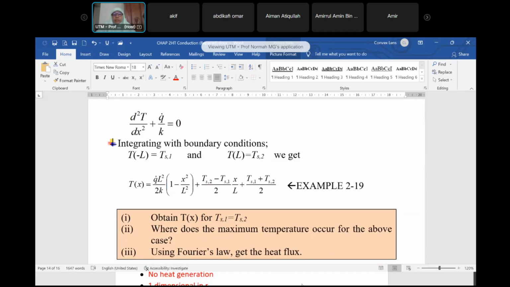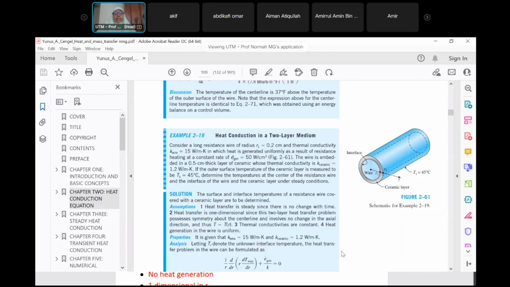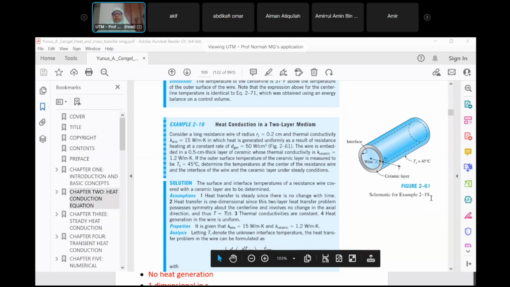Let me share 2.19. So your textbook is very comprehensive. You'll be surprised that some of them may be used to generate other questions. So let me share this one. Share content, this one. Okay, this is 2.19. Quite explanatory. Schematic, for example, 2.19.